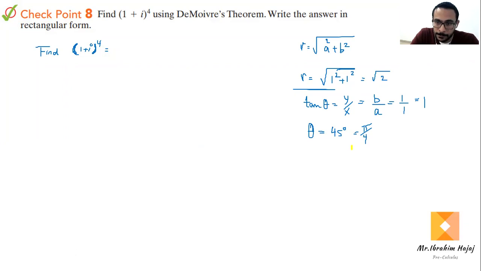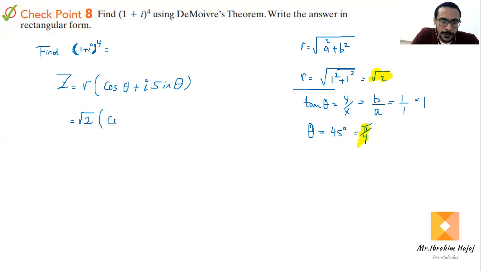Now we'll find z to the power 4. Let's write the equation first. z equals r times cosine theta plus i sine theta. This is the complex number in polar form. So z equals radical 2 times cosine pi over 4 plus i sine pi over 4. This is z only.